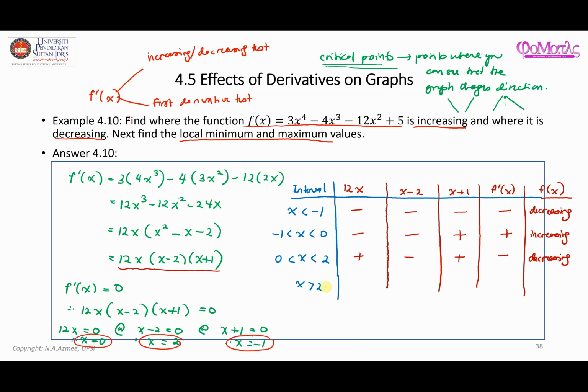Now, for x greater than 2, you can take any value. Let's say x is 4. 12 times 4, 48, is positive. 4 minus 2 is also positive. 4 plus 1 is also positive. Positive times positive is positive. So you will get positive altogether for f prime x. So on this interval, f(x) will be increasing.